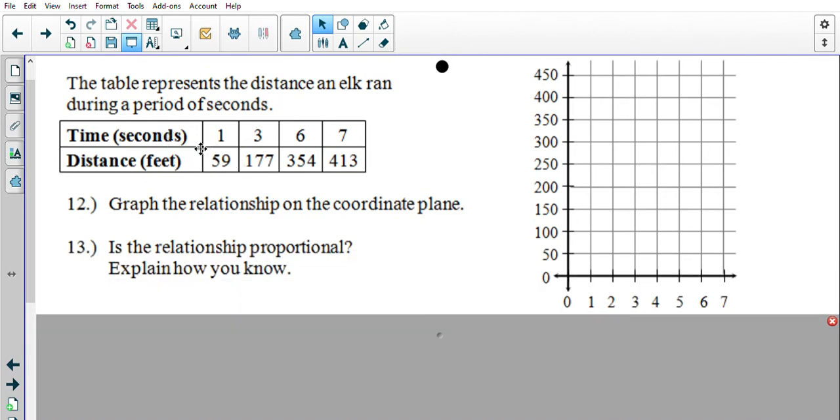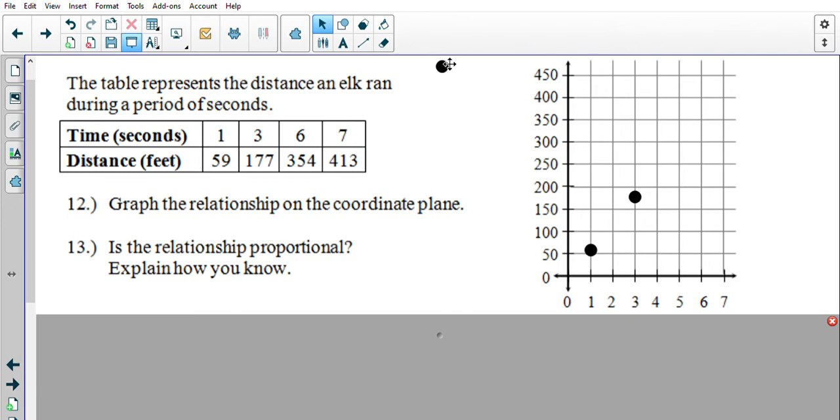But we're looking at time in seconds compared to the number of feet that are traveled or run in this case. So (1, 59), which is, by the way, going to represent our unit rate in this case. But I'm going to have to kind of estimate where that is. So 59 is going to be pretty close to 50, so I'm going to put a dot right there. (3, 177), so right 3 up to 177, that's going to be about halfway between 150 and 200, maybe slightly above. Probably move that up just a touch.